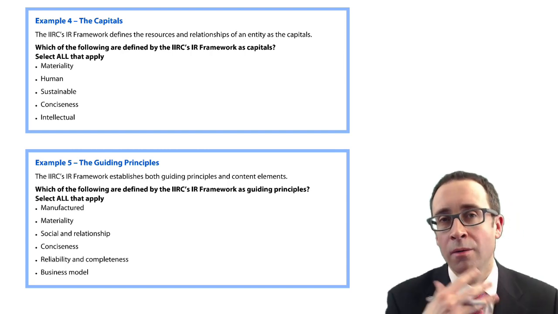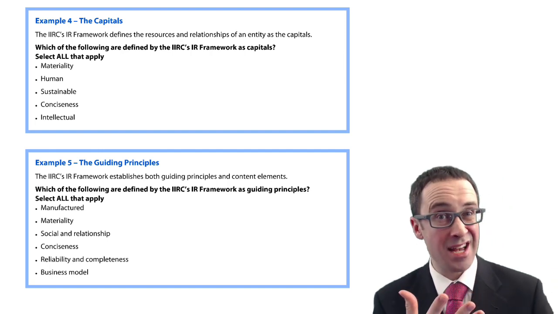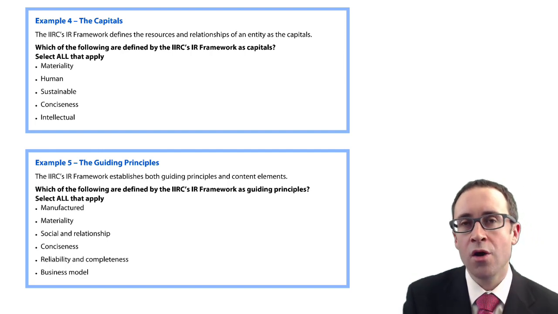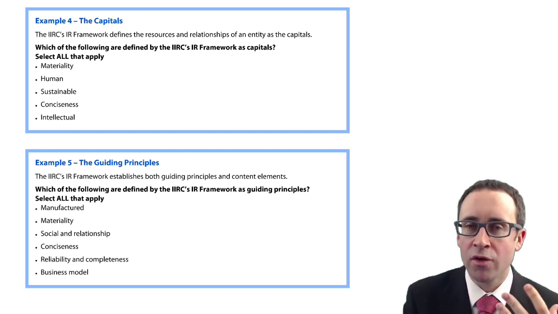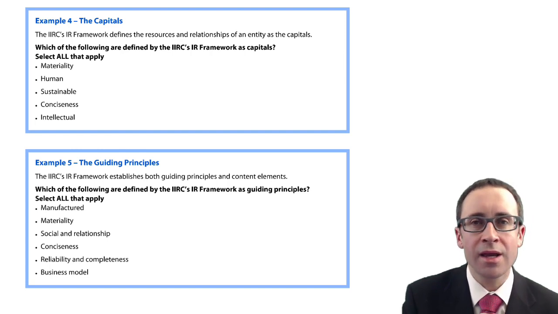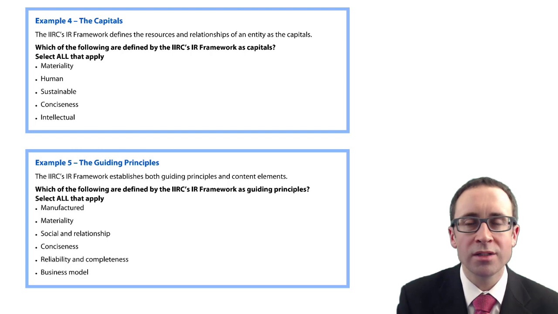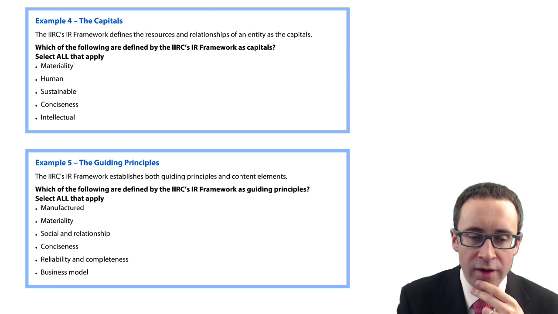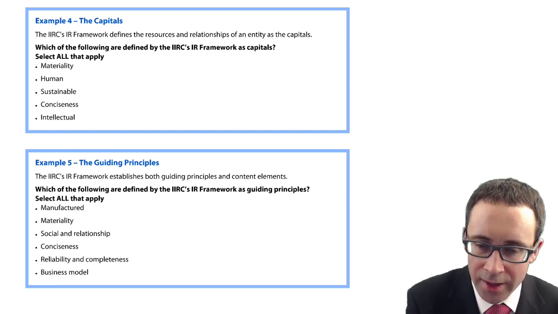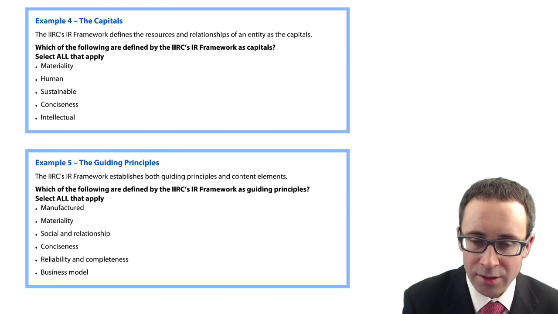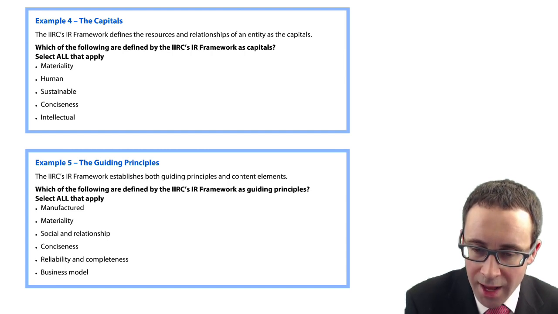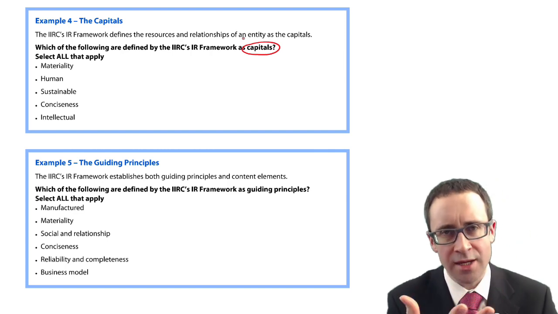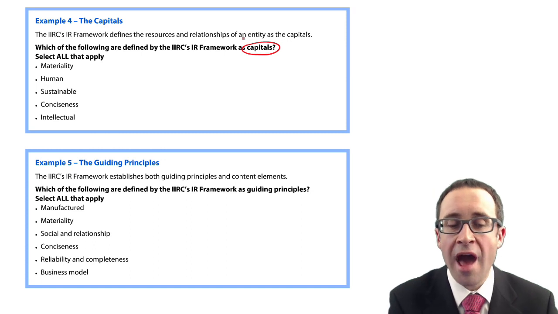But from an objective test question perspective, and looking at your F3 exam, we just need to know what the contents are of your integrated report. So thinking about the capitals, thinking about the content elements, thinking about the guiding principles. Okay. So what you've got there in the first example, it says which of the following are defined by the integrated reporting framework as capitals. Now you've got to be really careful, because when we spoke about the capitals, we said there were 6. We mentioned the mnemonic SHIN FM.